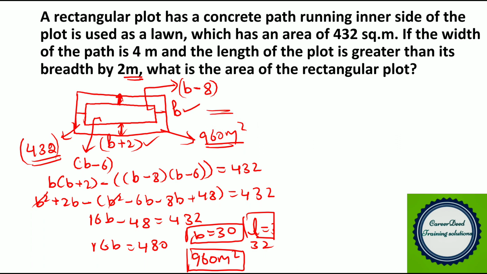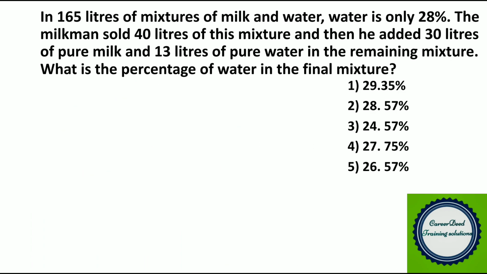Now moving to question number 18. In 165 liters of mixture of milk and water, water is only 28%. The milkman sold 40 liters of this mixture, and then he added 30 liters of pure milk and 30 liters of pure water to the remaining mixture. What is the percentage of water in the final mixture? See, this problem is completely based on percentage. This is not actually mixture and alligation.